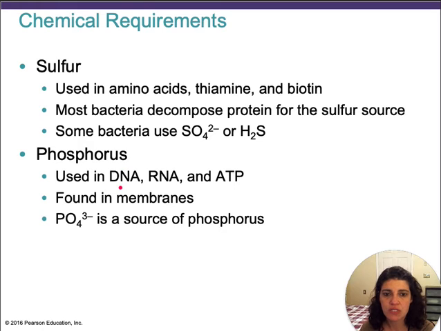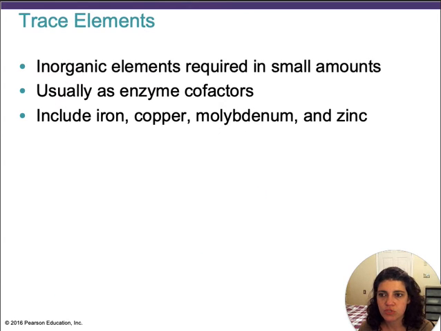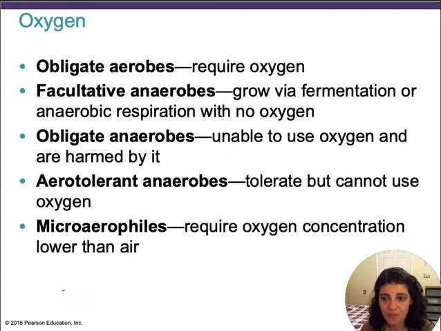And phosphorus, super important. DNA, RNA, and ATP are phosphorylated, right? Trace elements. Other elements can work as enzyme cofactors, like for example, iron, copper, molybdenum, magnesium, zinc, manganese, all these are inorganic substances that are needed for bacteria and for us.